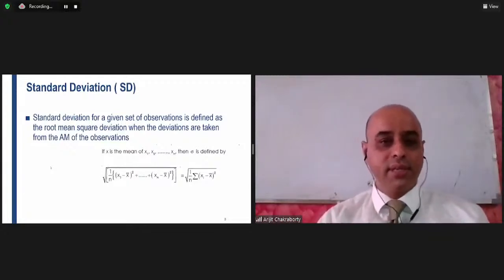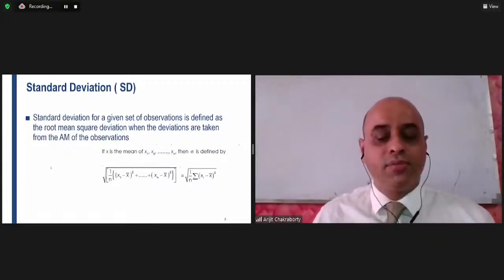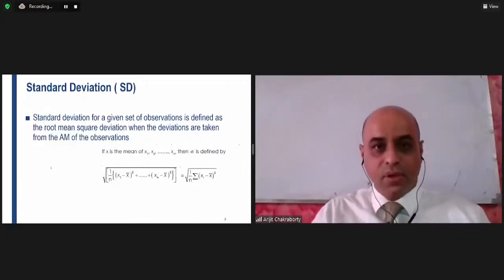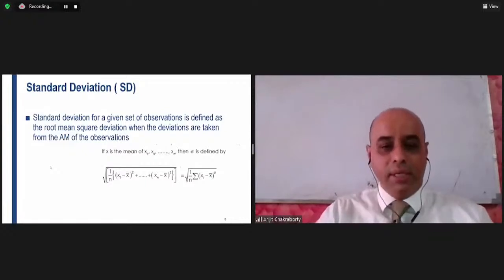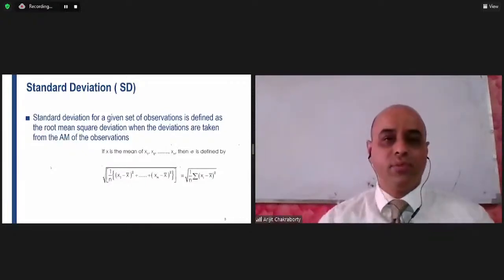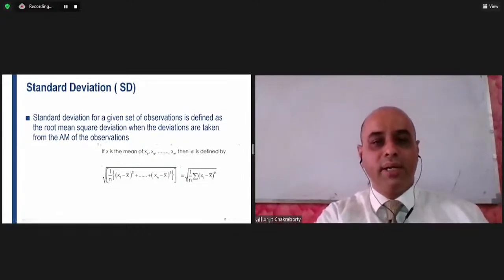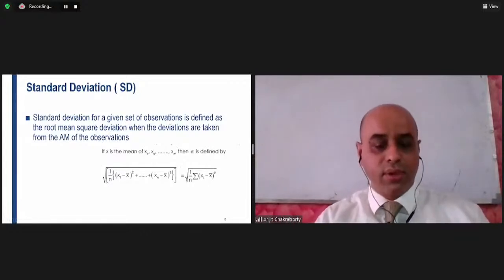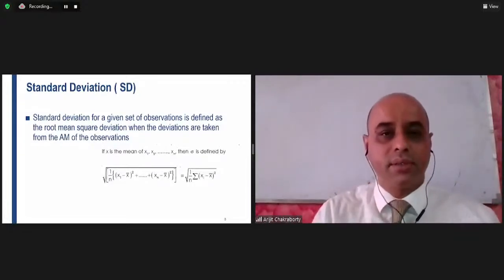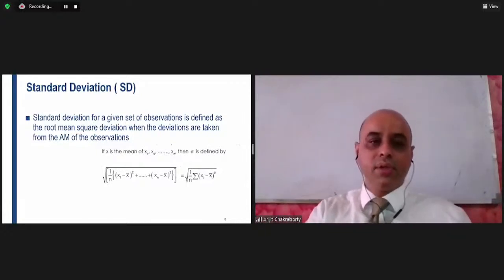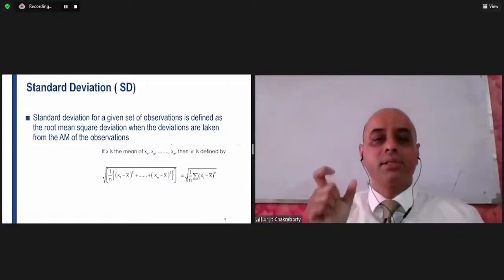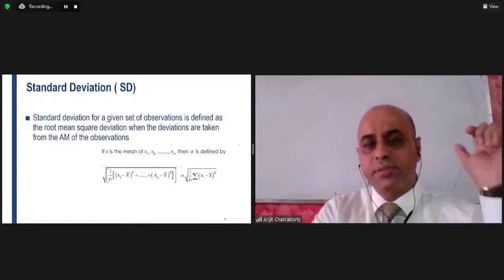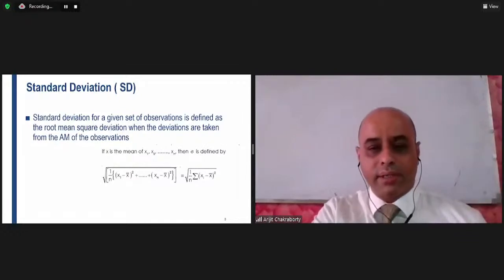The formula is given by the square of the deviations of each of the observations from the mean, x bar, so we get the sum of (xi minus x bar) whole square divided by n, and then we take the square root. This square root gives us the standard deviation. So standard deviation is the root mean square deviation. We will see this through an example and it will be very clear.